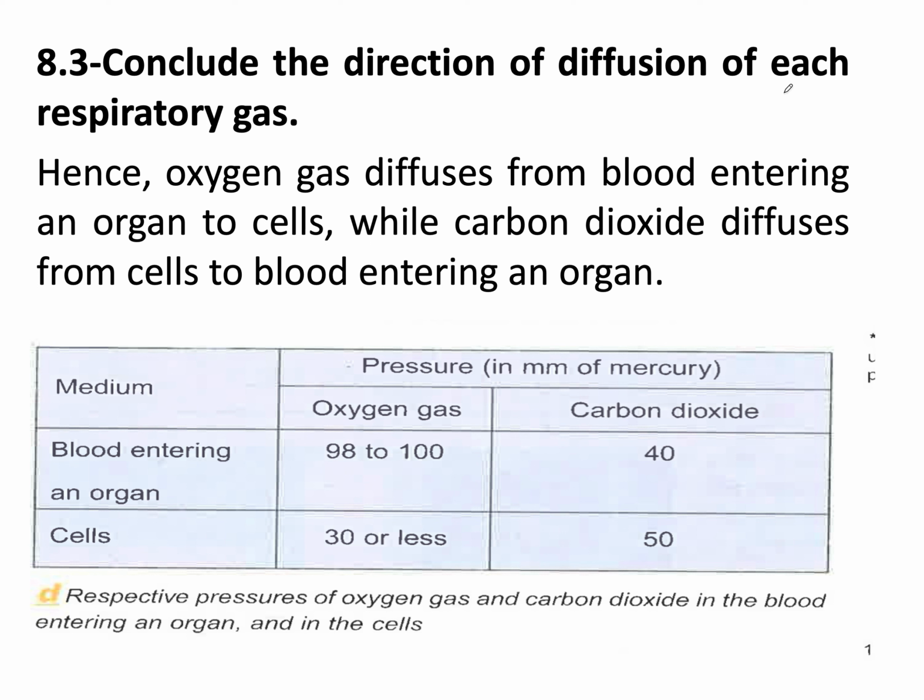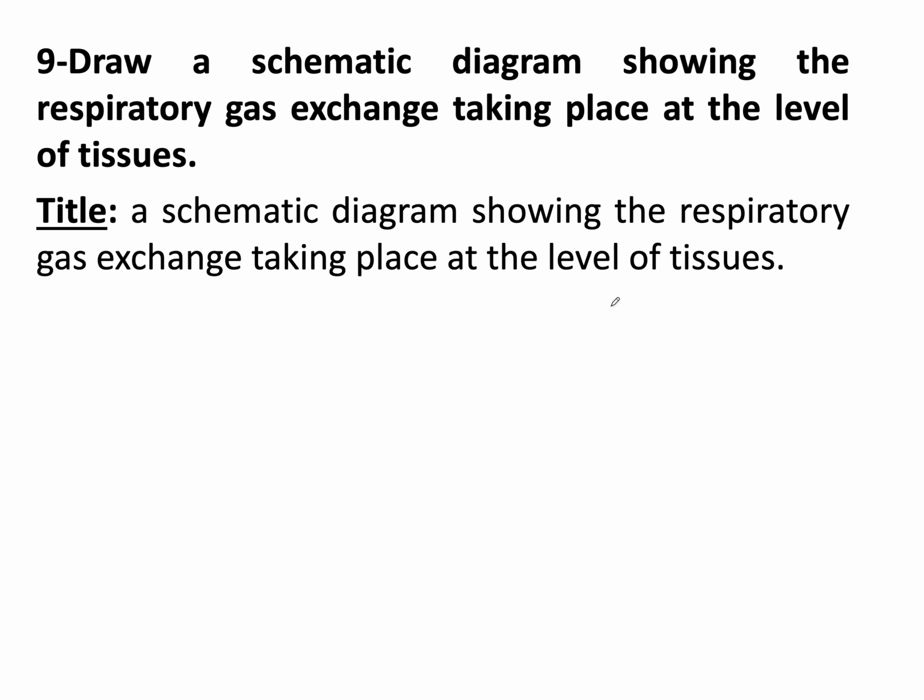Conclude the direction of diffusion of each respiratory gas at the level of cells. Hence, oxygen diffuses from blood entering an organ to cells, while carbon dioxide diffuses from cells to blood entering an organ. Of course, this is at the level of tissues, cells, or in organs.